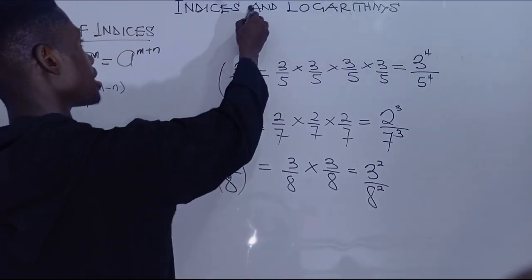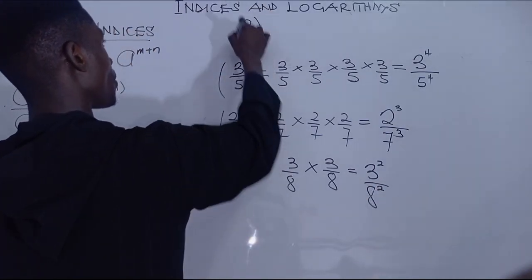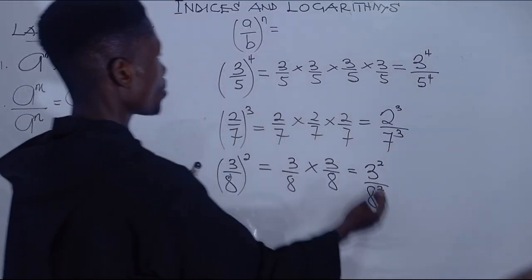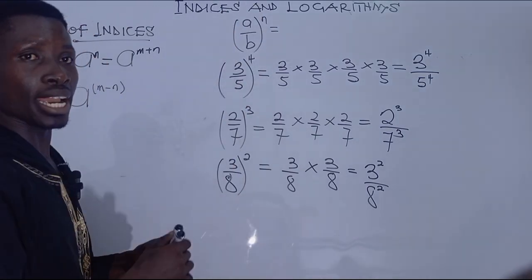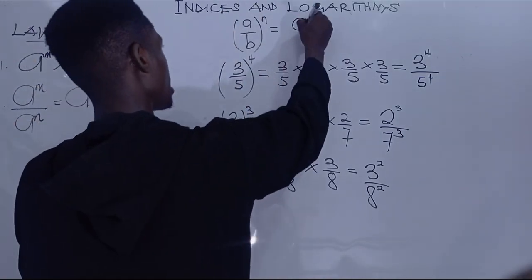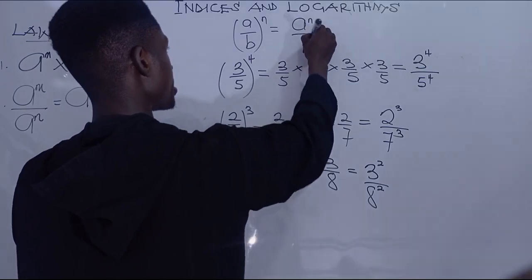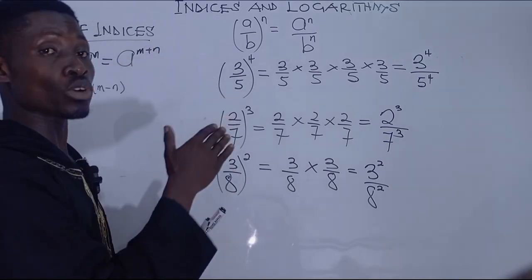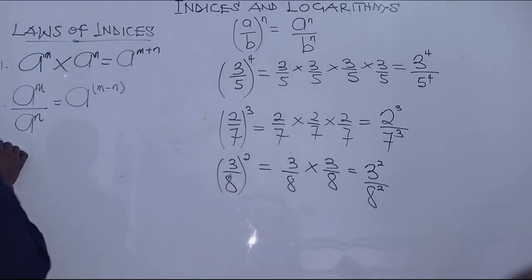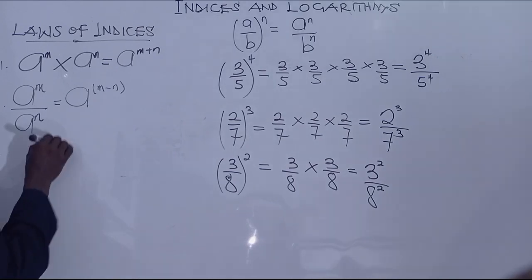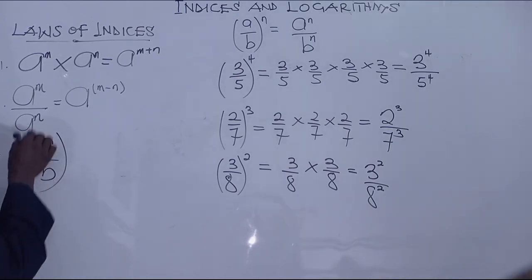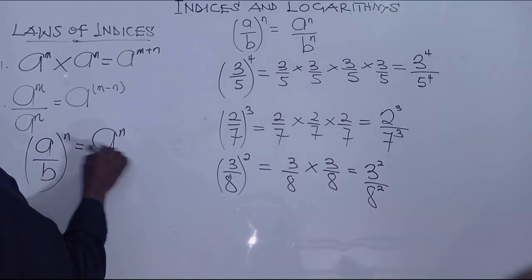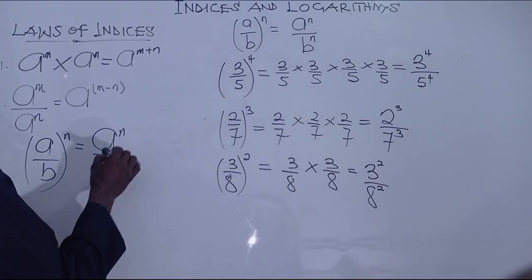So when you have, let's say, a over b all raised to the power n, following this concept, we can say that a over b all raised to the power n can be written as what? A raised to the power n all over what? B raised to the power n. And this is called the power of quotient of two numbers. So we have the power of quotient of two numbers, where a over b all raised to the power n can be written as a raised to the power n all over b raised to the power n.